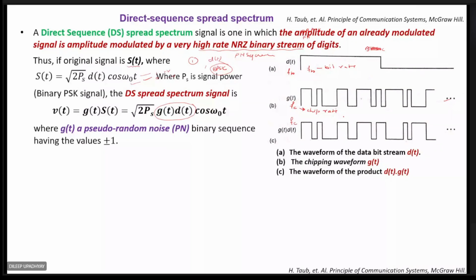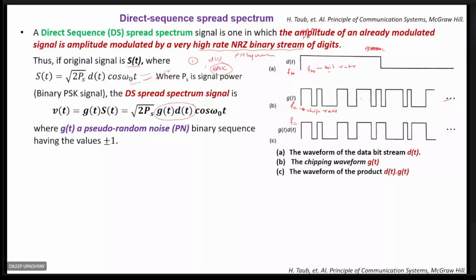Once we multiply this GT with the DT, this GT chops the DT into various chips. That's why we call it that. And what is the chip rate? That is nothing but the FC. That's why we call this FC the chip rate. Also, to differentiate the two terminologies, FB is the bit rate and FC we call the chip rate, which is very high. Whenever we talk about the chip rate, it is very, very high as compared to the bit rate, right? So that's why we use two different nomenclatures, although the basic idea remains the same.